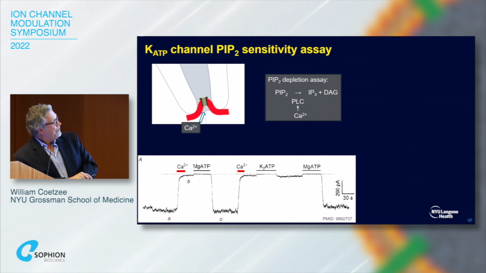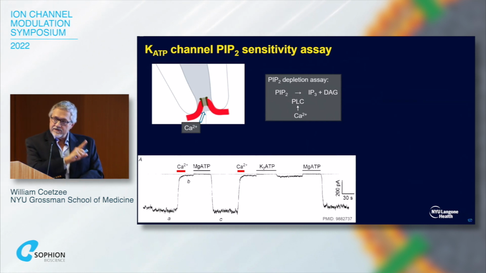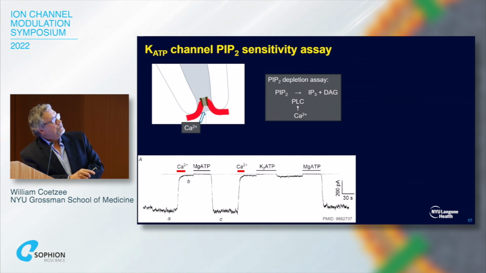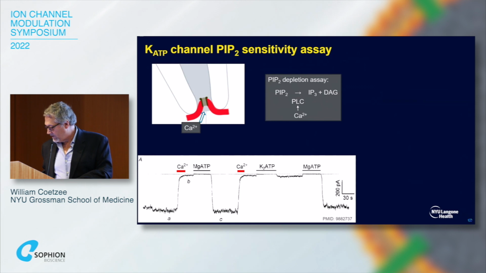See the channel activity over here that's blocked if one adds the calcium, and then magnesium ATP can restore this effect. In the presence of Wortmannin, this doesn't happen. Wortmannin basically would block the reverse reaction and prevent replenishing of the PIP2, right? If they kill the channel again with calcium, potassium ATP doesn't substitute for it, but magnesium ATP does, thinking that this is actually the mechanism that's being studied here.